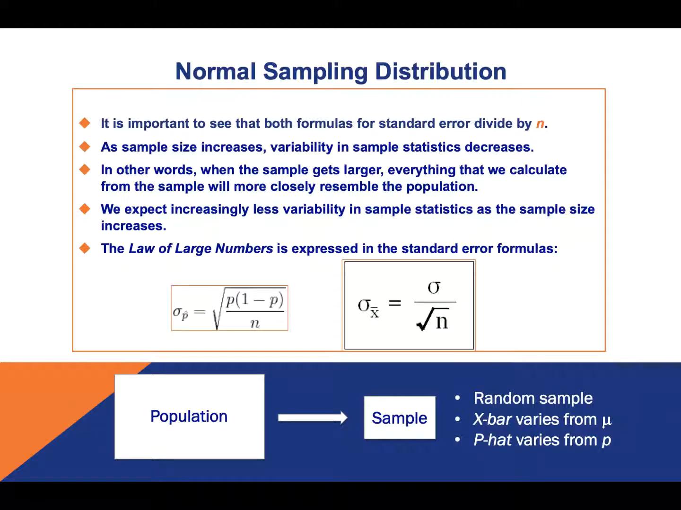It's important to see that both standard error formulas have n in the denominator. Therefore, as the sample size increases, the variability in our sample statistics should decrease. This is known as the law of large numbers. In other words, as our sample size increases, our sample statistics get closer and closer to the true population parameter that they estimate.